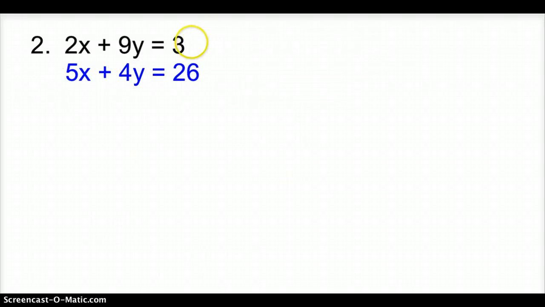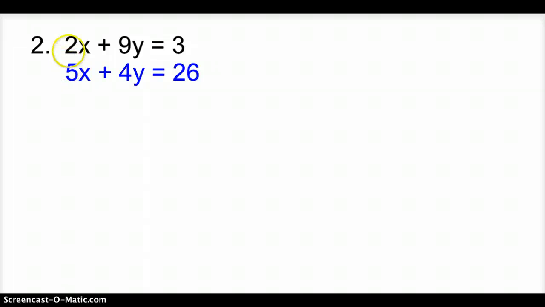Number 2. Now we look at our guys again. The x's won't match up, adding or subtracting. The y's won't match up, adding or subtracting. So now we have to do, can I multiply a 4 to become a 9? No. Can I multiply a 2 to become a 5? No, I can't. So now in this situation, what you have to do is find a common number that both of them will go to easily.